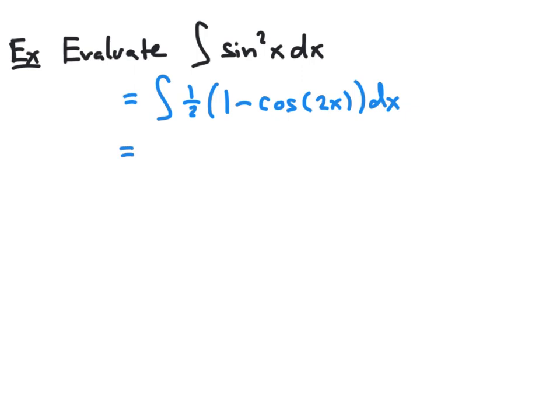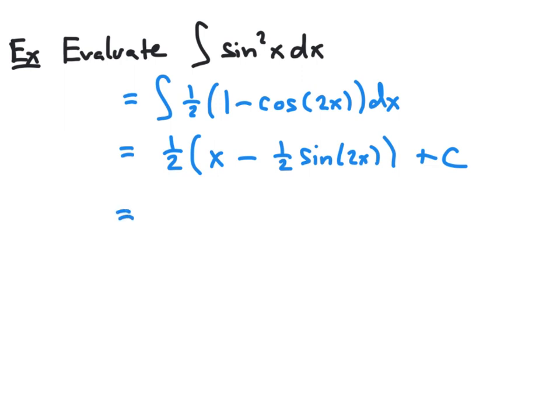This integral is one that we can now find an antiderivative of. We have a constant multiple of 1/2, which we'll leave as is. The antiderivative of 1 is simply x. And by the little example on the previous slide, we know the antiderivative of cosine of 2x will be 1/2 sine of 2x. And of course, plus c.